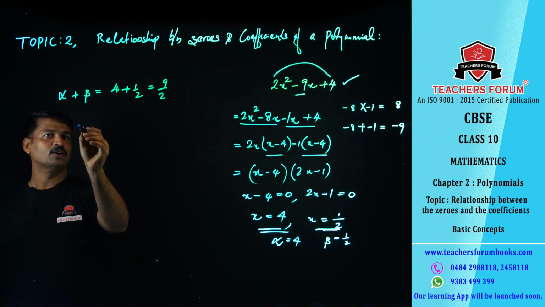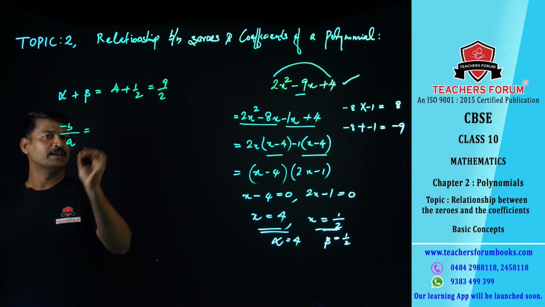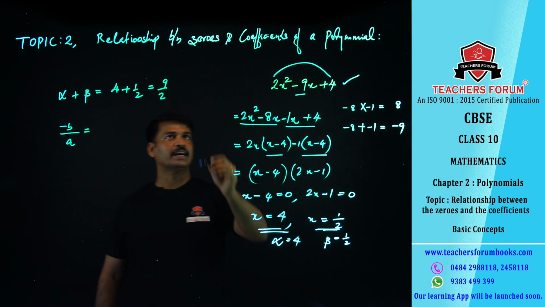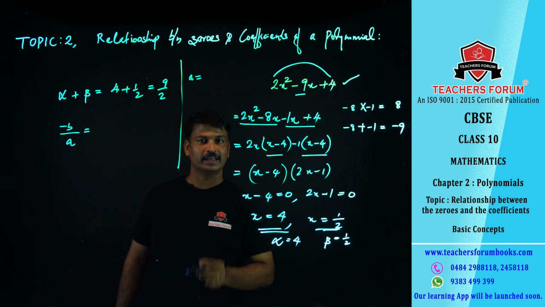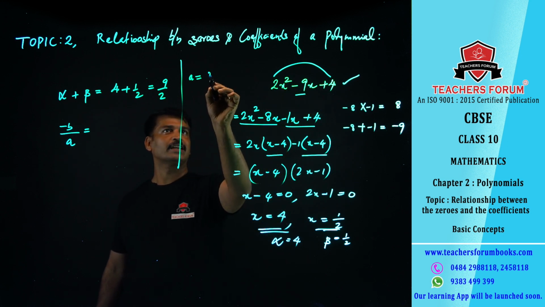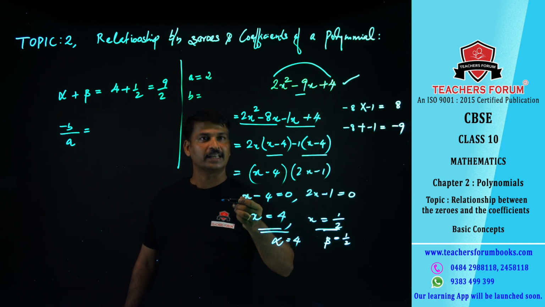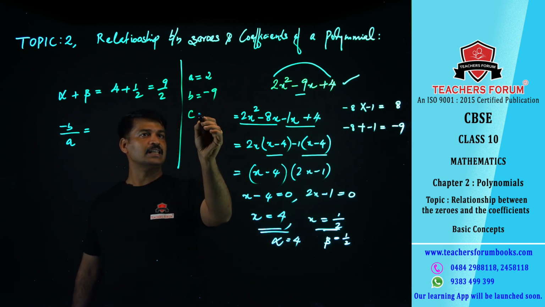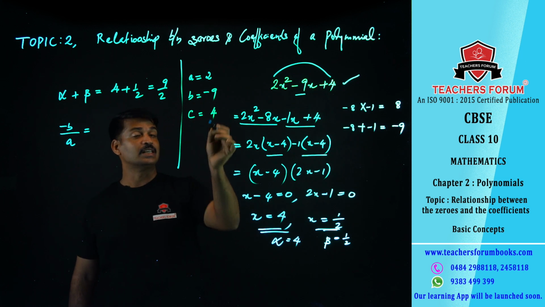Okay. Now let us find out what is minus b by a. What is a, b and c? In a quadratic polynomial, let us consider this polynomial. The coefficient of x square is known as a. So what is the coefficient of x square here? 2. So here a is 2. What is b? b is the coefficient of x. So what is b here? b is minus 9. Now c is the constant term in a quadratic polynomial. Here the constant term is 4. So c is equal to 4.